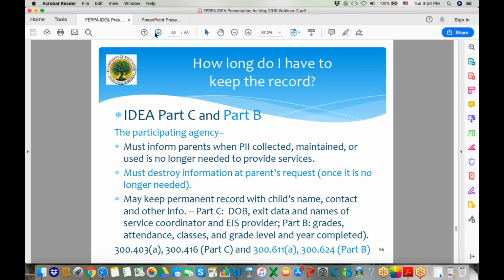So both IDEA Part B and Part C require the participating agency to inform parents when the PII that's collected or maintained or used is no longer needed to provide services. And that may be some period of time under most states with their statute of limitations. It's typically between 5.5 to 6 years, given the grant cycle and given other requirements, GEPA, statute of limits, after that child is no longer being served. And at that point, once it's no longer needed, then the information in the record must be destroyed if the parent requests that. However, a permanent record can be kept of the child's name, date of birth, and some other specific information is on that slide. Next slide, please.